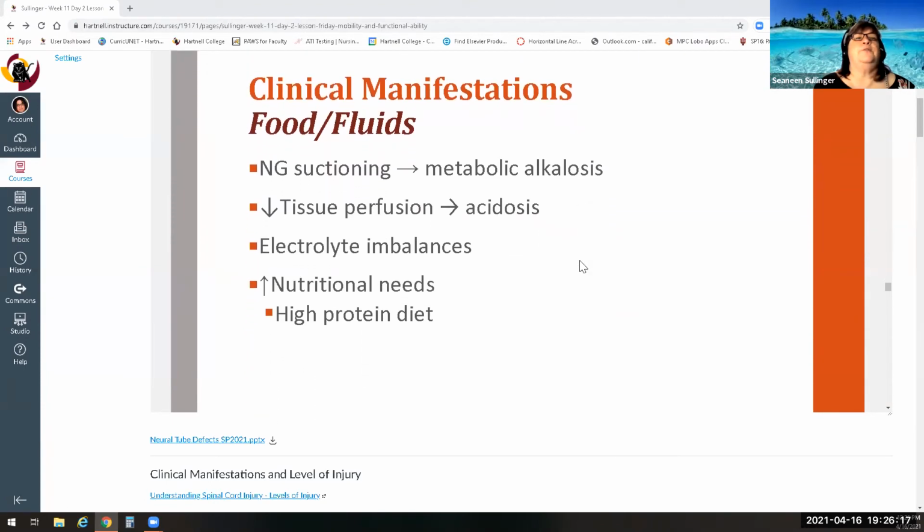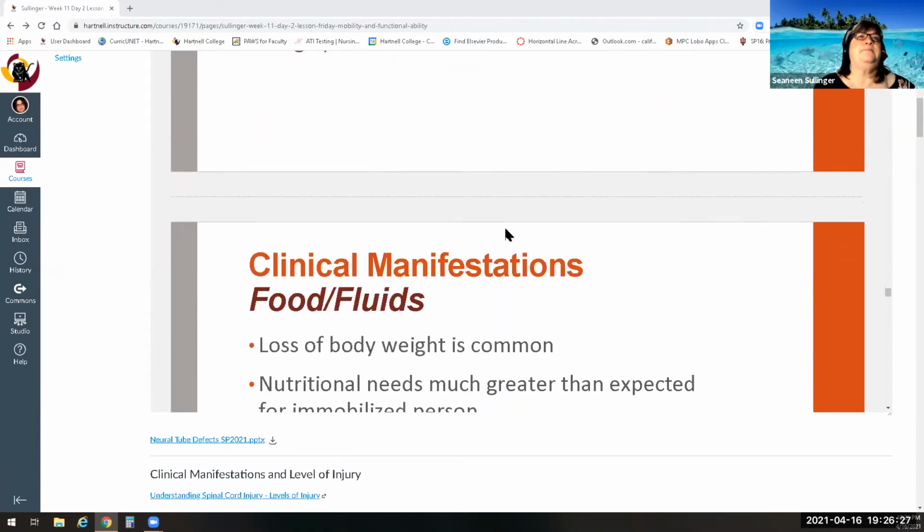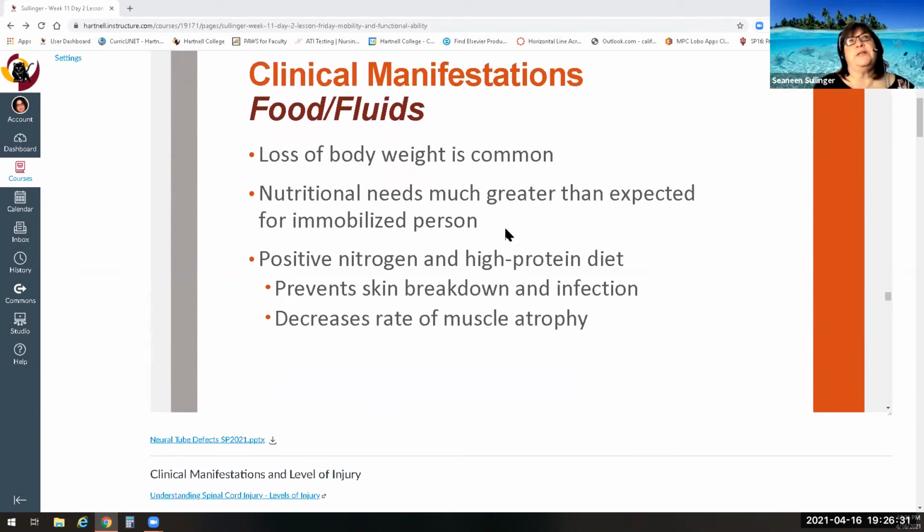And then just being careful not to put the patient into alkalosis or acidosis, to keep them where they need to be. High protein. We've got to build up that muscle mass. And then loss of body weight. And the nutritional needs, again, are much greater than for an immobilized person because everything else is trying to overcompensate. They're probably not going to be eating necessarily, but they'll be on high-calorie supplements.